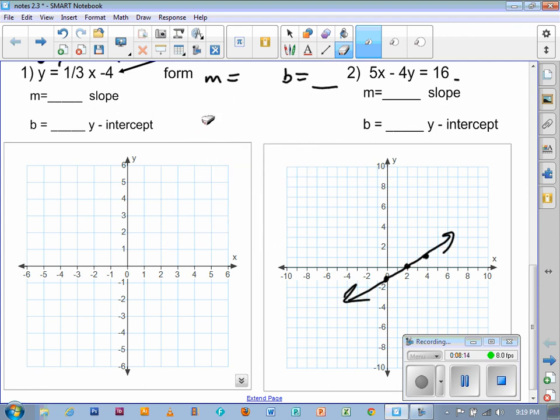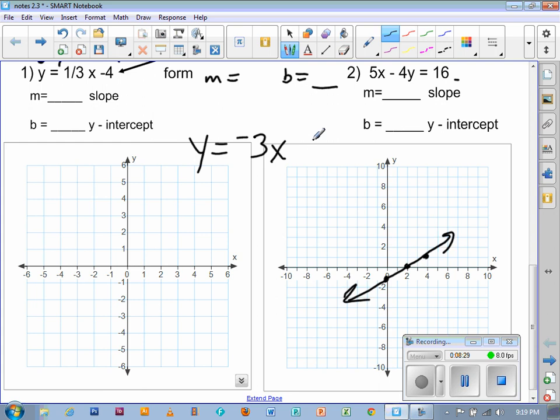If I have slope-intercept form and it looks like this, let's just make one up, negative 3x. Let's say we're going to graph this equation. Here's another equation. It's already in slope-intercept form. There is no number over here, so if you want, you can put a plus 0 over here. That 0 is your y-intercept. So our slope becomes negative 3, and our y-intercept is 0. So how would you graph that?